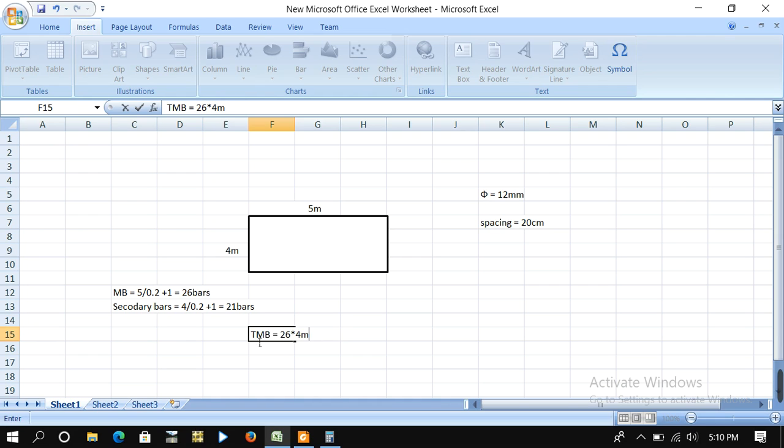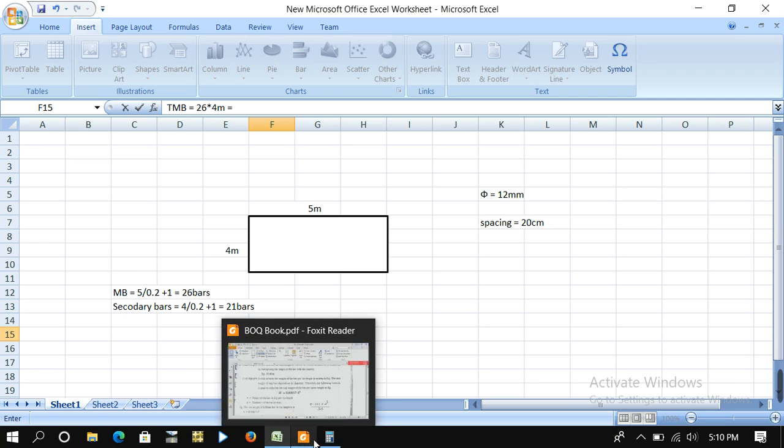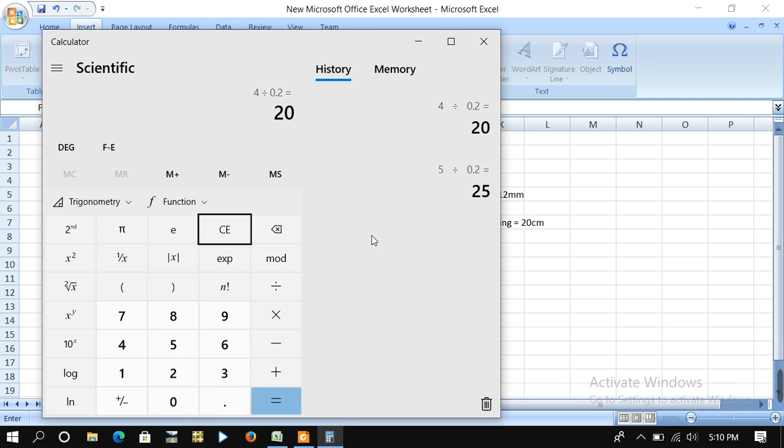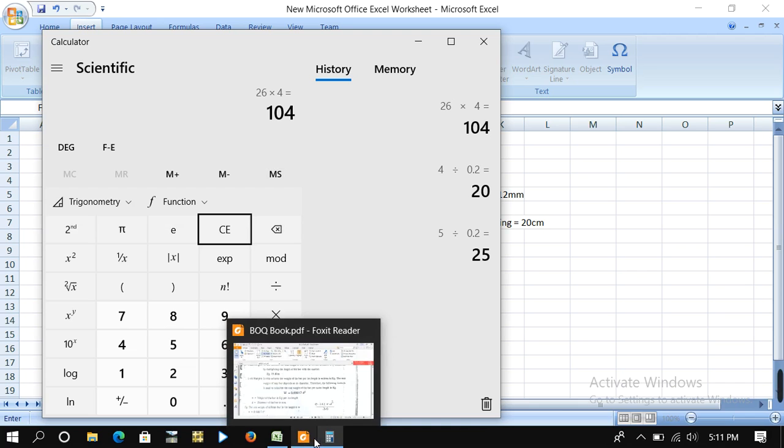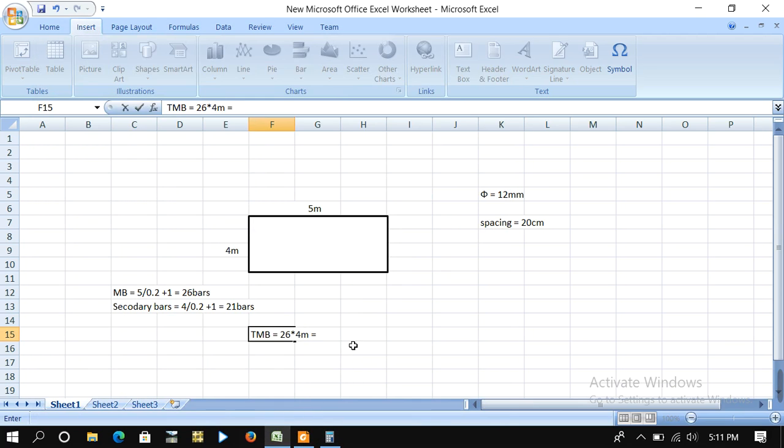Okay, so 26 times how much? 4 meter, 104 meter. So the total length of the main bar is 104 meter. The next task to be done is calculating the total length of the secondary reinforcement.